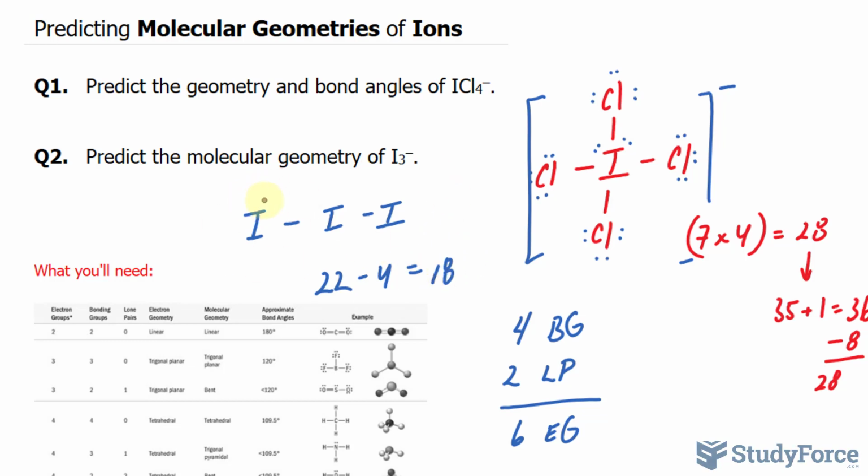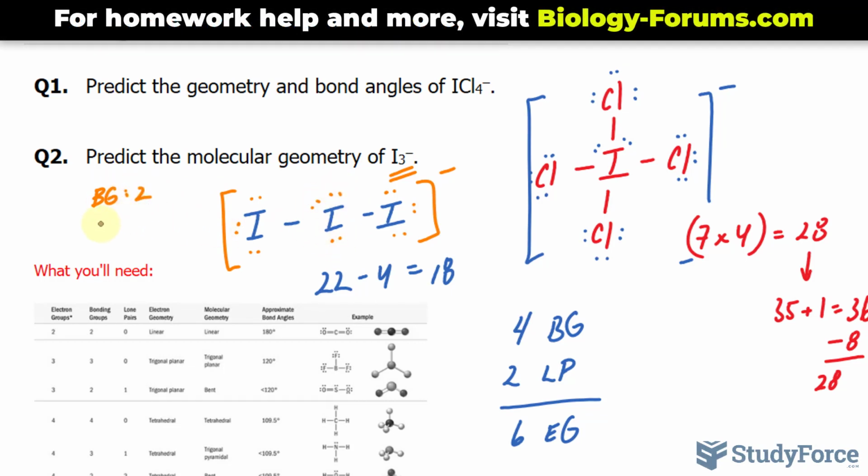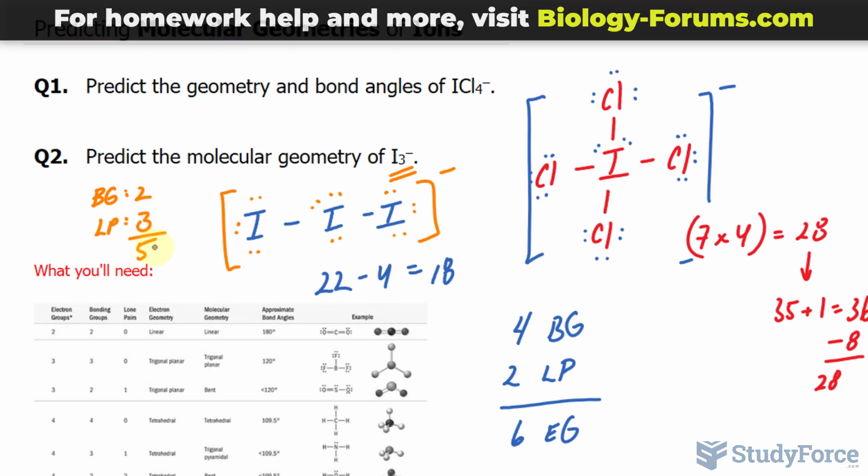I'll spread those around. 1, 2, 3, 4, 5, 6, 7, 8, 9, 10, 11, 12, 13, 14, 15, 16, and the last 2 will be a third lone pair around this central atom. So this is the Lewis structure for this molecule. Let's do the same thing as before. The amount of bonding groups here is 1 and 2, so Bg is 2. The amount of lone pairs, we have 1, 2, 3, and this tallies up to 5 electron groups.